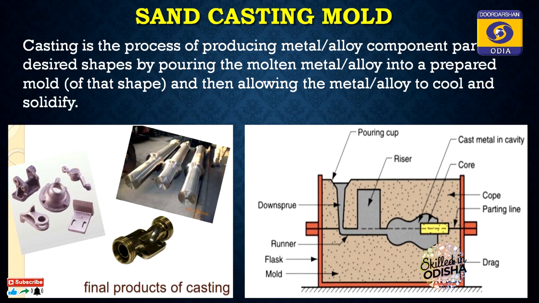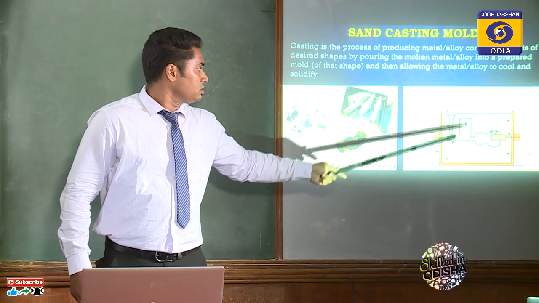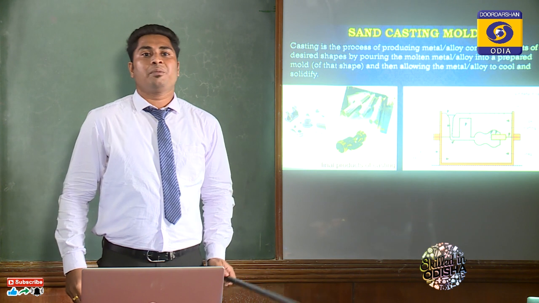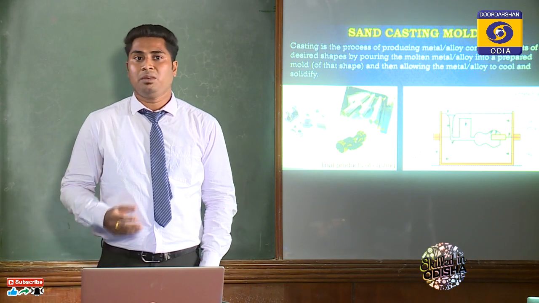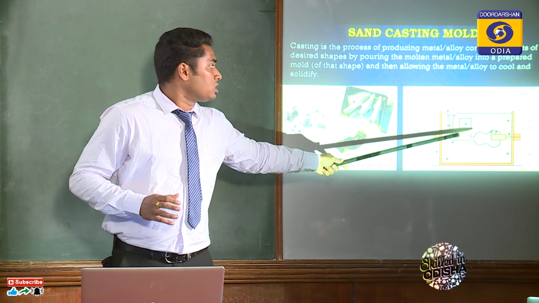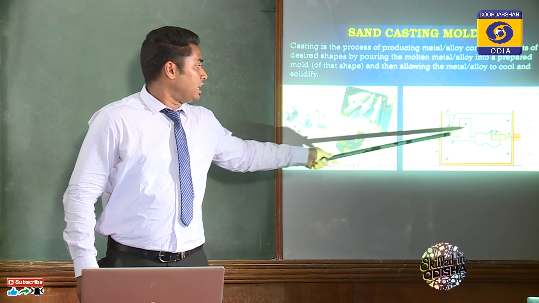This part is called the sprue. This is the riser. This part is called the runner. The riser plays a very vital role in the casting process. The riser provides molten metal during solidification to avoid shrinkage cavity, and it acts as a reservoir of hot metal. So the riser is a very important part in the casting process. And the two boxes are properly aligned at the parting line.